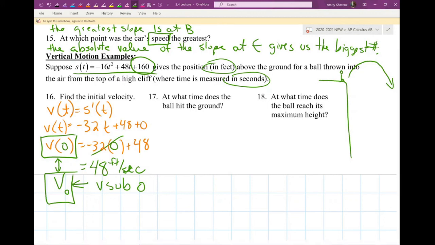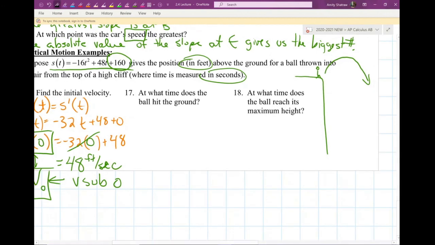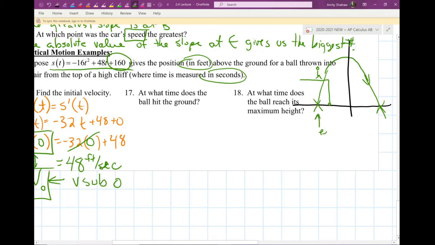All right, it says for number 17, at what time does the ball hit the ground? Well, hopefully you remember that if I'm talking about a sad parabola and I'm going to hit the ground, aren't I basically talking about the x-intercepts? So I might get an x-intercept over here. Whatever number I get on that side will probably be extra, but this is the time I'm looking for. So this is for number 17. That's the time that I want to find.